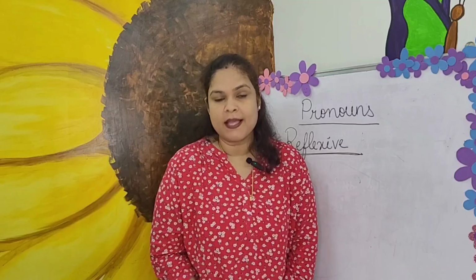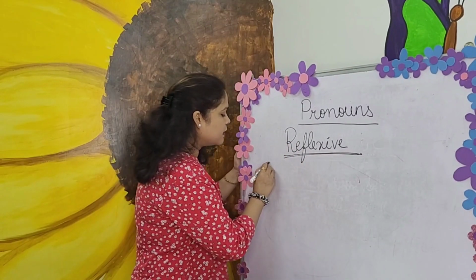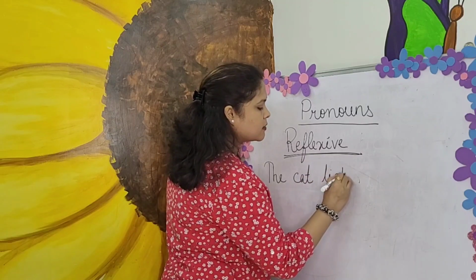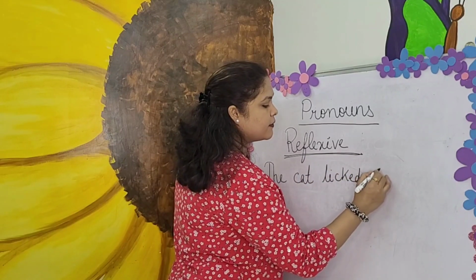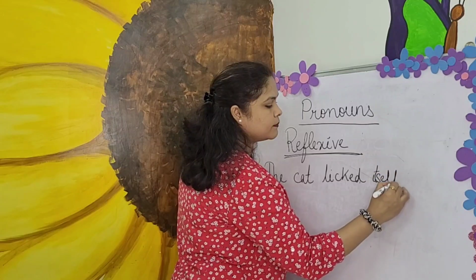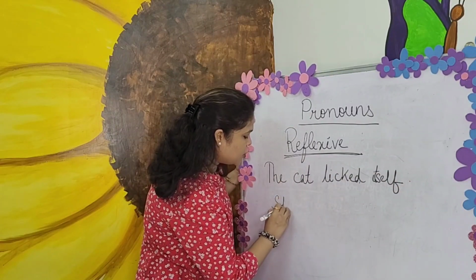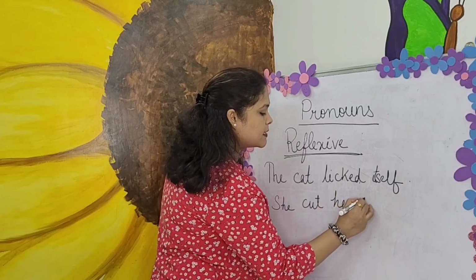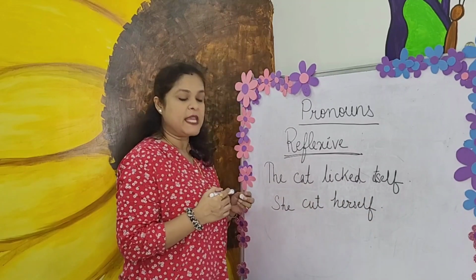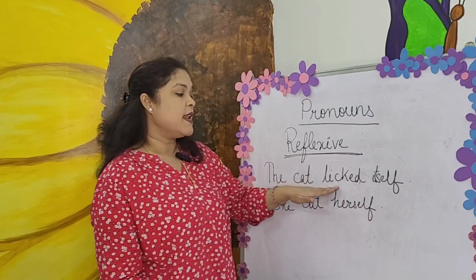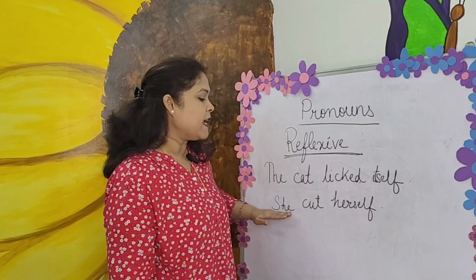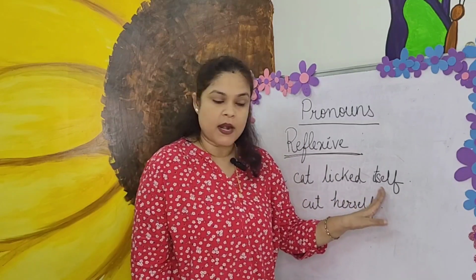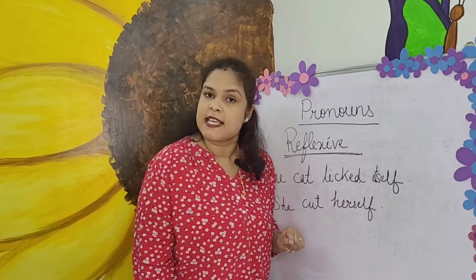Let me give you an example and you will understand. The cat licked itself. She cut herself. Now, what is the meaning of the sentence? The cat licked itself. She cut herself. Now we know in the first sentence itself is a pronoun and in the second sentence herself is a pronoun.